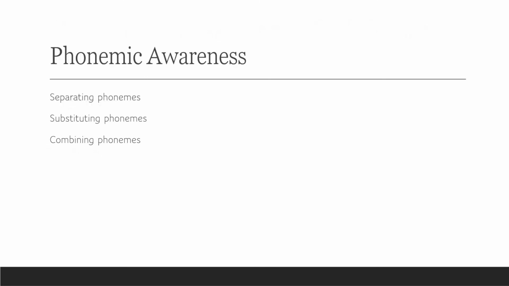So in phonemic awareness, we're separating the phonemes. We're pulling them apart. We're substituting phonemes. So I might say, take cat and take off the k and put in a b so that you get bat. And we might combine phonemes. So again, we might give the kid a k, at, and see if they can blend that into a word.